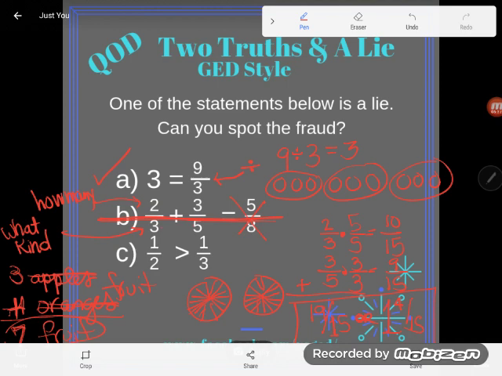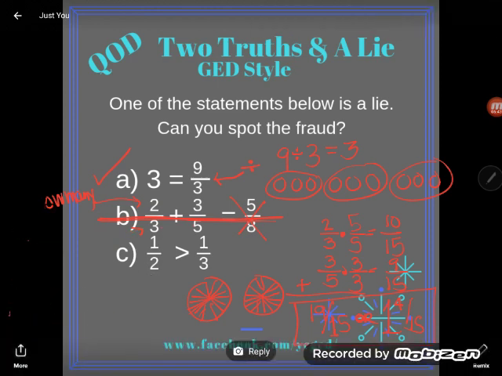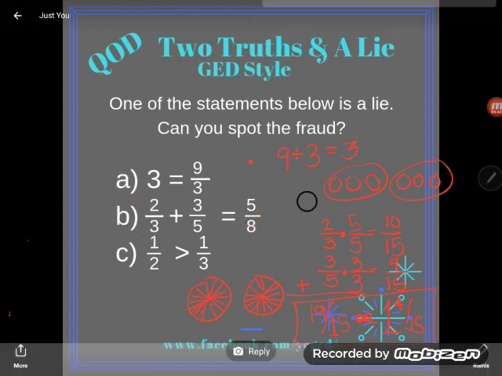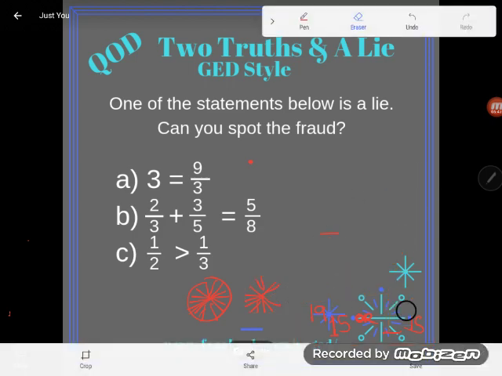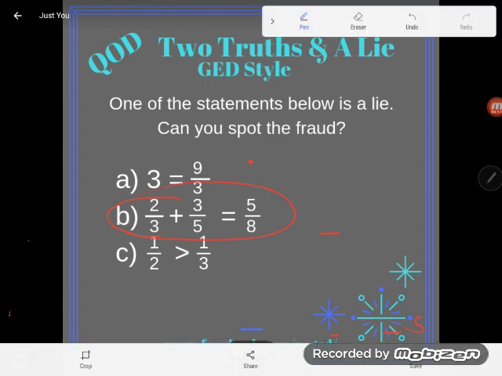Okay, so let's just make sure that C was true. Seems like B is the lie. So I'm seeing that B is a lie, but let's just make sure that C really is a true statement, because students do this silly all the time.